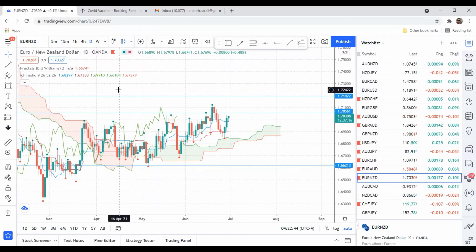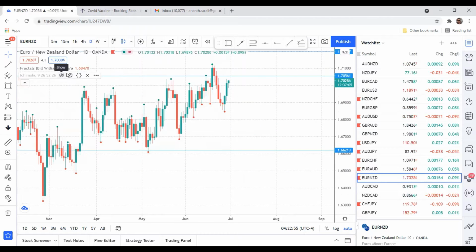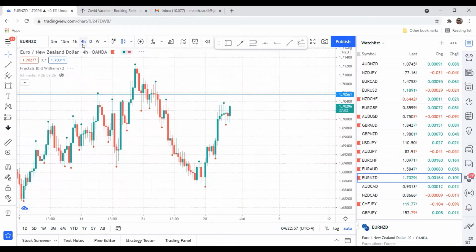Now the Ichimoku gives us the bias of the direction, right? So now we don't need Ichimoku here for trading. What you can do is hide the Ichimoku, go to the 4-hour chart, and see what's happening here. We know where our Kijun-sen exists, right? The Kijun-sen was here, around the middle of this. Okay. So price comes down.